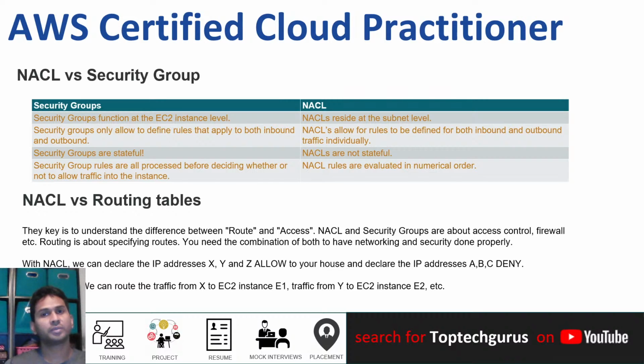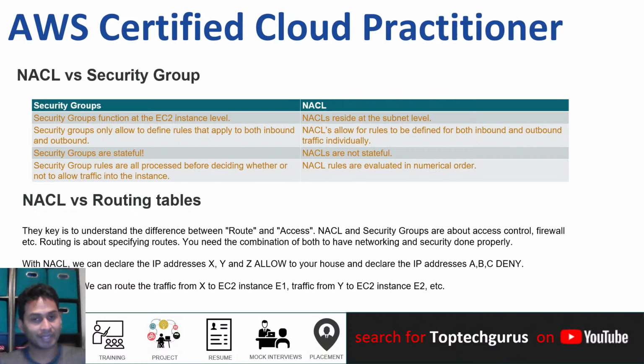Okay, so things to remember are at what level NACL and security groups are, whether they are stateful or not stateful, and whether they are evaluated all rules at a time, or in numerical order. So those are things that you need to remember. And the other confusing questions you could get are NACL versus routing tables. The key to understand the difference is that one is determining a route and the other is providing access. So the first piece is access.